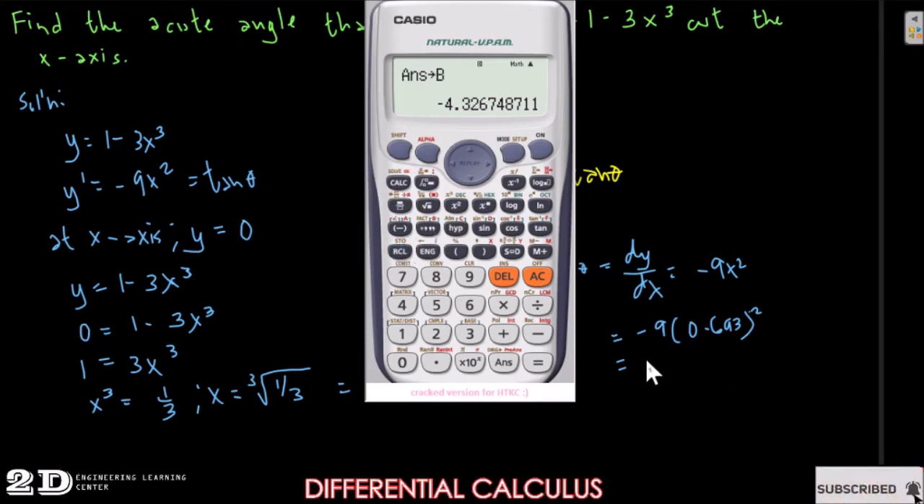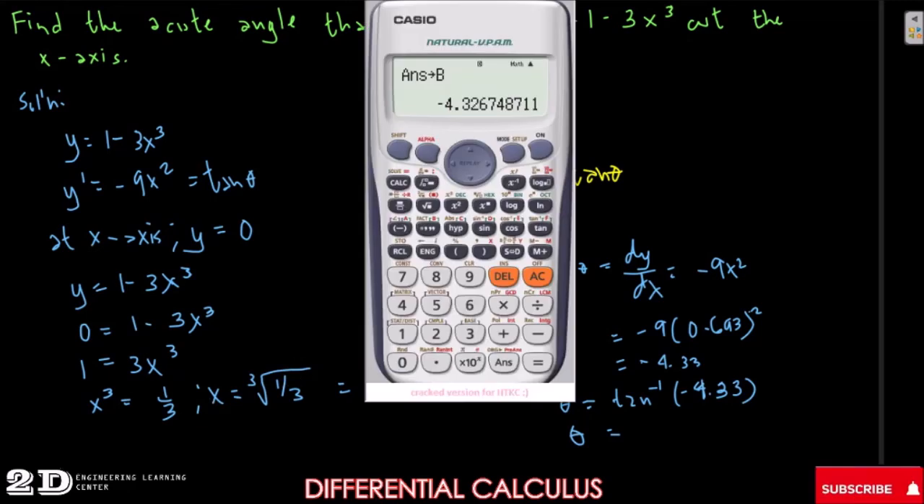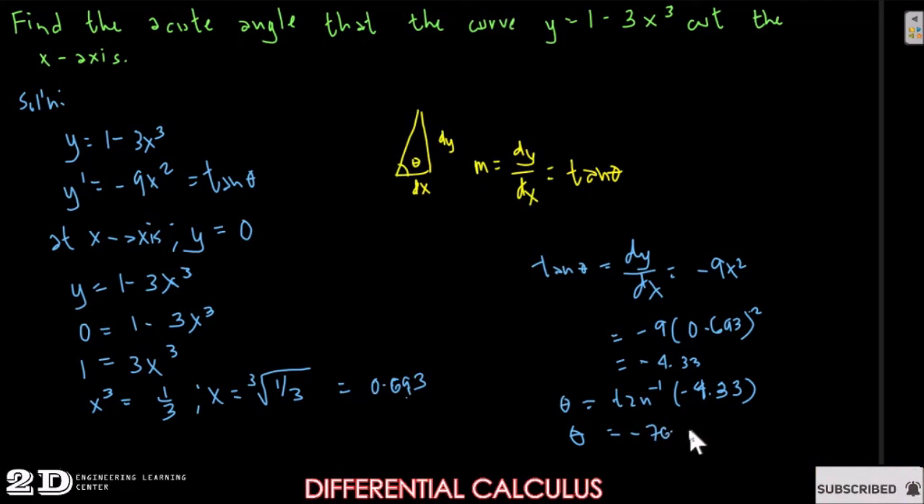So our tangent value is negative 4.33. Then solving for theta, this is just the arctangent, the inverse tangent, of negative 4.33. Grabbing our calculator again, shift tangent of negative 4.33, and our answer is negative 76.99 degrees. And this is now our answer.